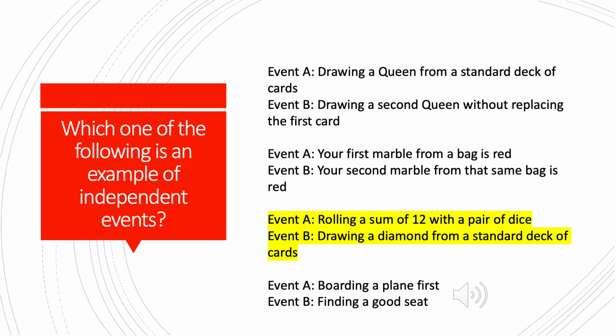I walked through the 4 different scenarios on the previous slide. Here I've just highlighted the correct choice. So I know this can be a little bit confusing. Read these over and just make sure you understand the difference between independent events and dependent events. And let me know if you have questions on that.